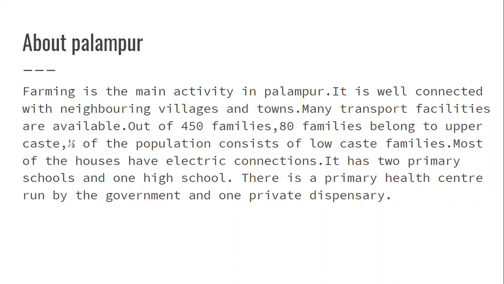Farming is the main activity in Palampur. It is well connected with neighboring villages and towns. Many transport facilities are available. Out of 450 families, 80 families belong to the upper caste. One third of the population consists of low caste families. Most of the houses have electric connections. It has two primary schools and one high school. There's a primary health center run by the government and one private dispensary. If you read this, you're like, yeah, it's an ideal village, not happening in real life.